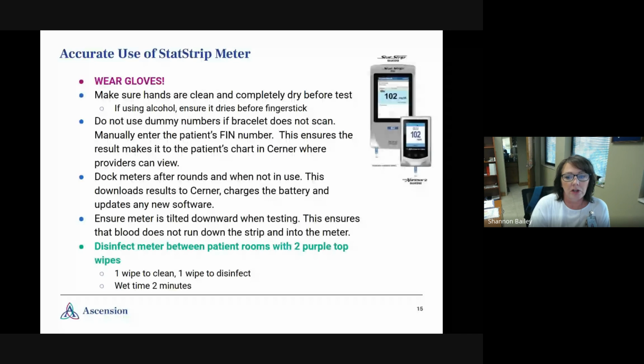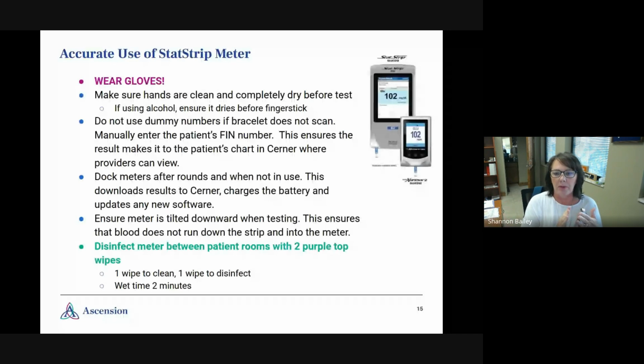It's also important not to use dummy numbers. If you try and scan the bracelet and it doesn't scan, you can type in the patient's last name. It requires 8 characters, so you're going to have to put Smith, comma, and as much of their first name as you can get in there in 8 characters. It's better not to put 0, 1, 2, 3, 4, 5, 6, 7, 8, because what happens when you dock that glucometer is it never makes it into the patient's record.